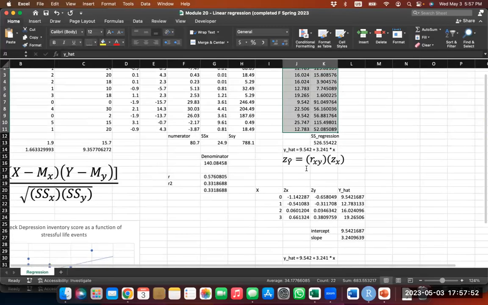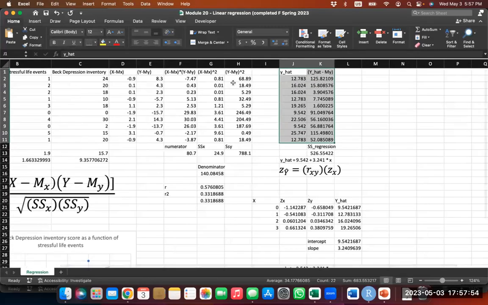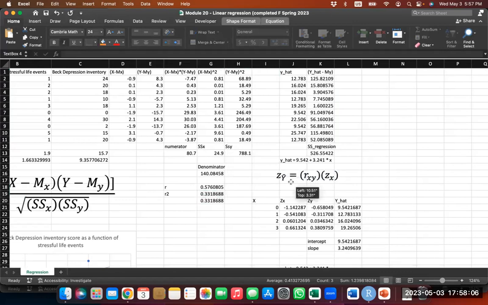So basically what you do, you are calculating deviations from X, deviations from Y. You calculate again your correlation coefficient, and then you utilize the association of a standardized Y hat to be calculated with the correlation coefficient multiplied by a standardized X.